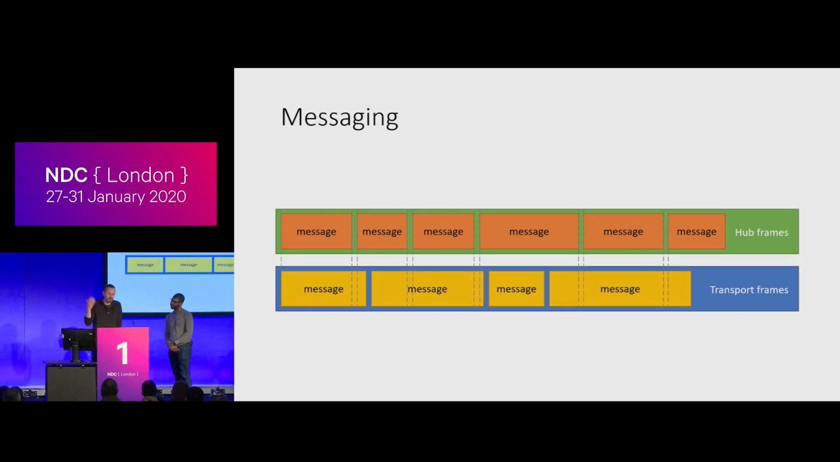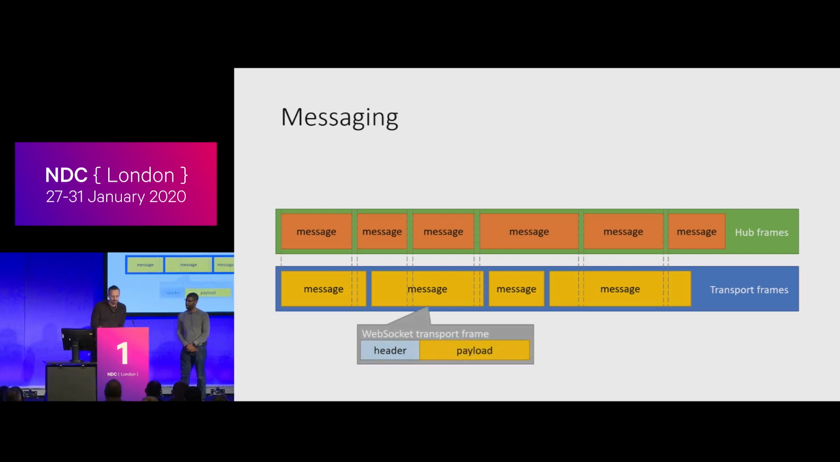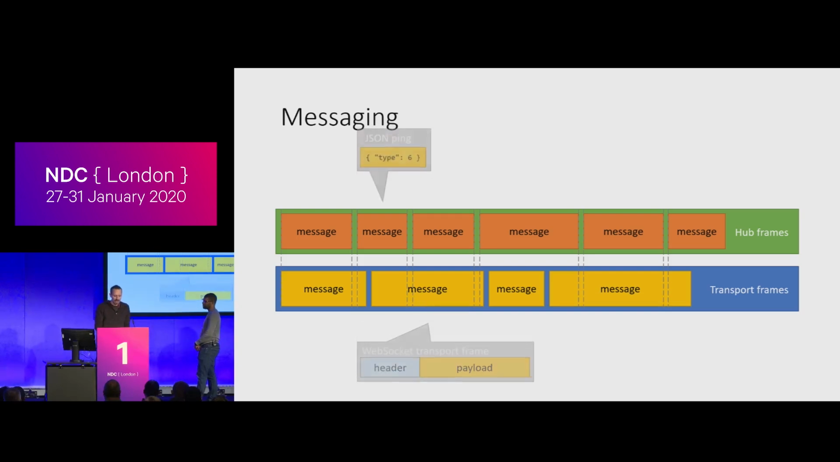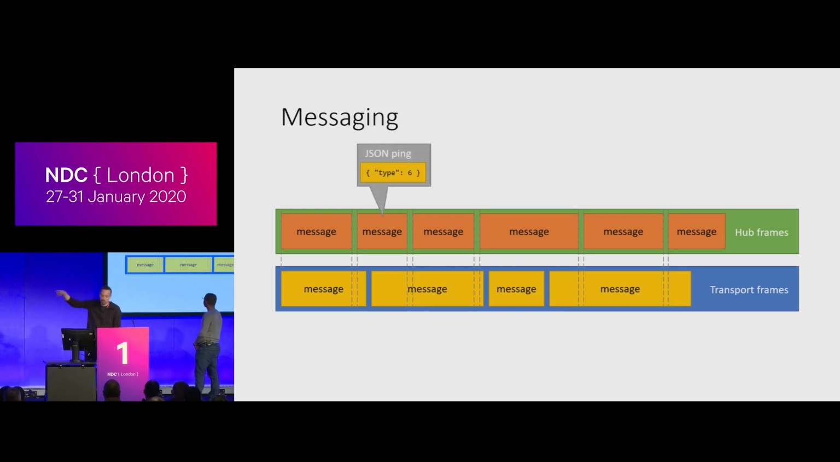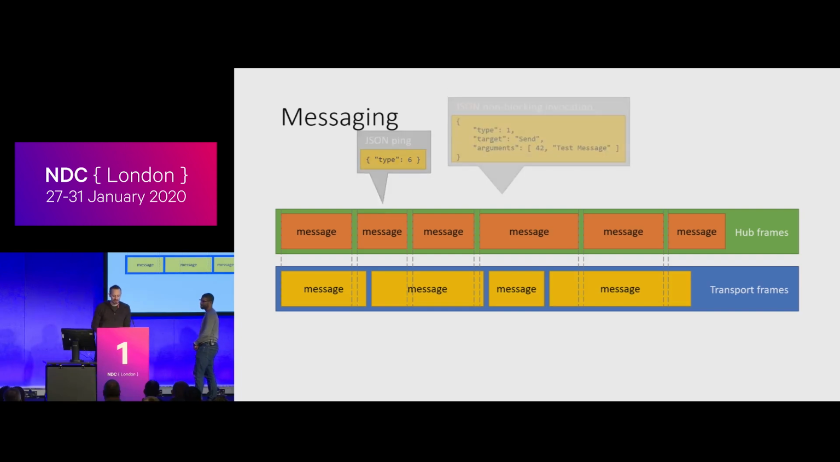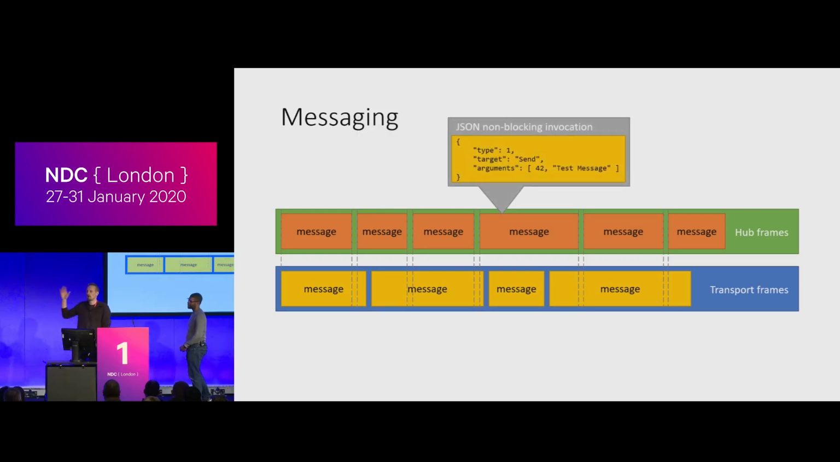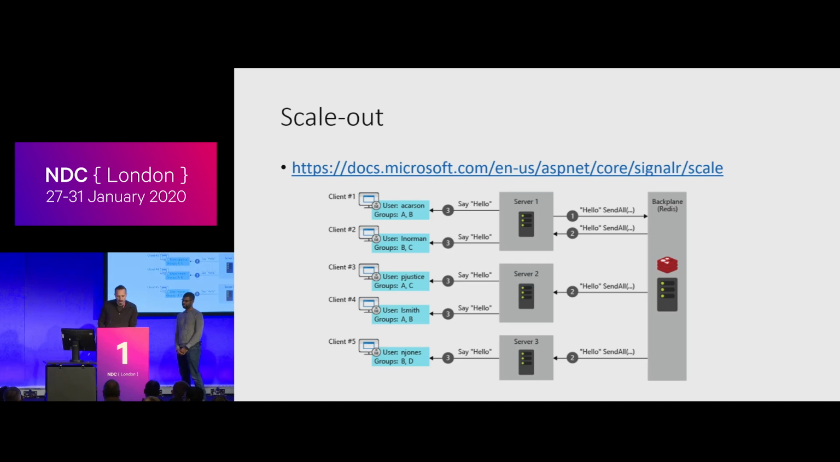But in real implementations, they don't line up, and you have to deal with that. For example, I could have a WebSocket transport frame which has a header with a bunch of bytes that mean things and then my actual message payload. Then I could have a JSON ping, which we saw, type equals 6. And then this other message could be my non-blocking invocation message. You have to deal with that in a real SignalR server. Otherwise, it'll be horribly unreliable.